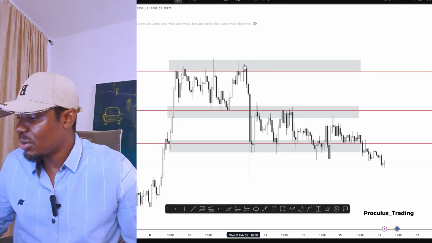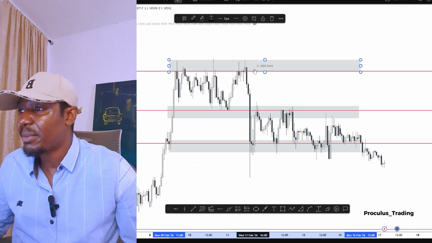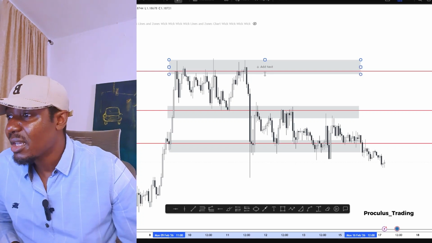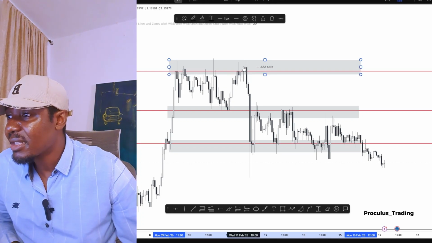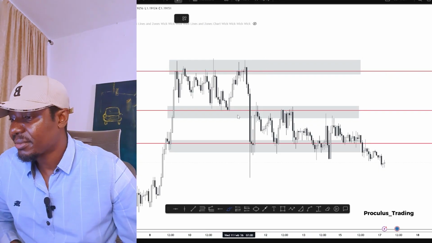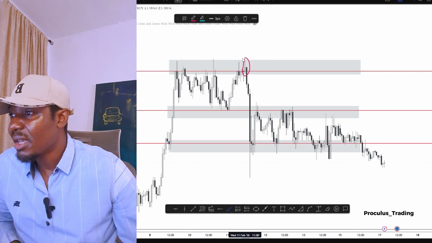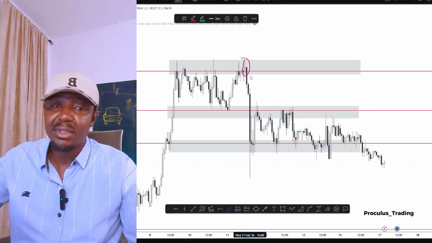All right. So what I'll now do is tap on this rectangular box and then adjust it to fit into this candle. Just cover this candle right here. Can you see that? Okay. So now this gives me a very good area of support and resistance.